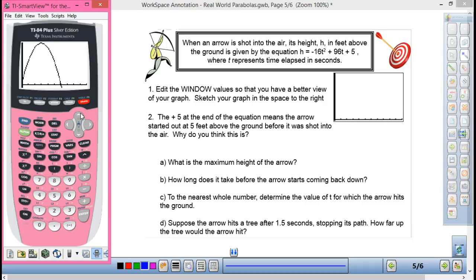Number 2 says the plus 5 at the end of the equation means the arrow started out at 5 feet above the ground before it was shot in the air. Why? Good. That person might not be 5 feet tall, because I'm not 5 feet tall, but I might be shooting from 5 feet. I'm not shooting up above my head, I'm shooting right here, so it means that arrow was 5 feet high where it was shot.